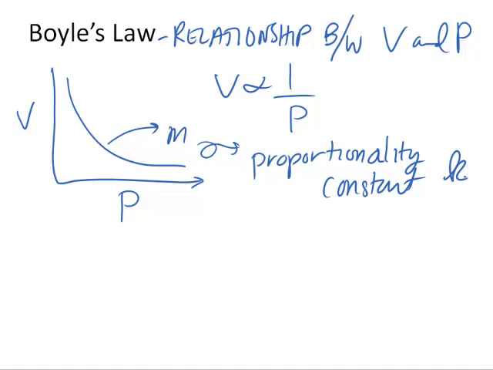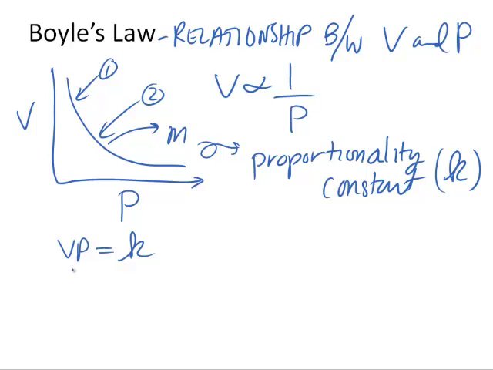Which we can describe as K. It turns out that if you measure the volume and pressure at any one point and look at the product of them, you will get that proportionality constant K. You can do this experiment at, say, two different points in your graph, and therefore you would get two different values.